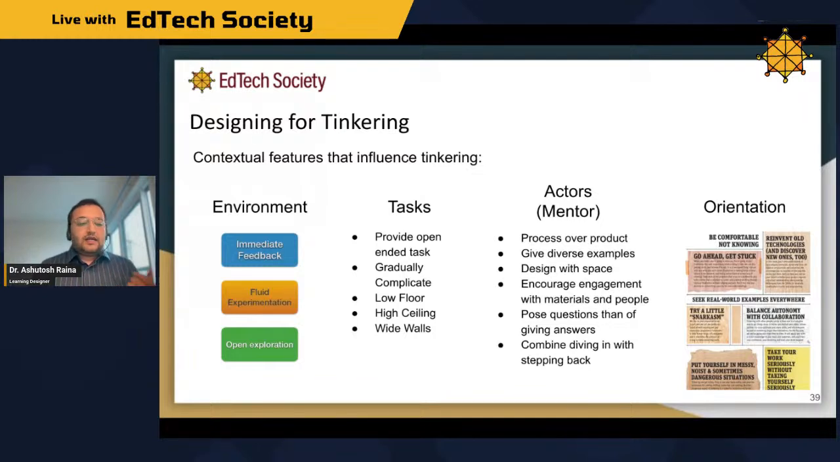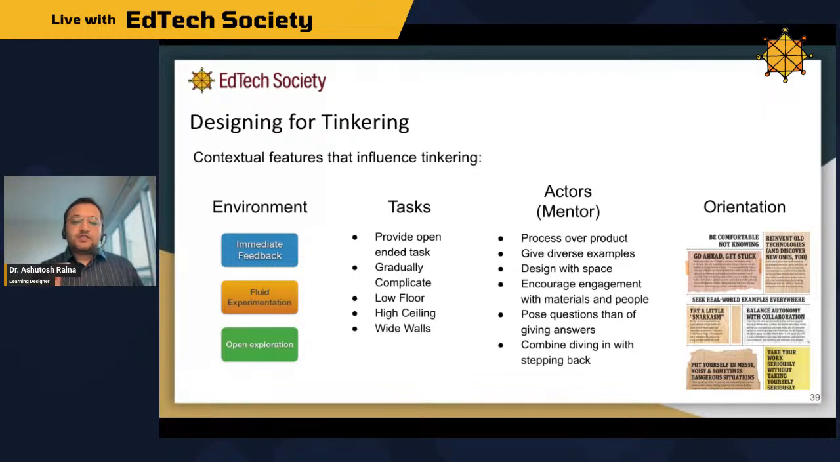Open exploration allows you to build different material, take your ideas, and build certain things. Then the other factor that we look at is what are the tasks. If an environment provides open-ended tasks that allow me to add my flavor or my thought into the task. If the tasks gradually complicate, we start with simple tasks and then gradually give them complex tasks. And the entire experience has tasks which are low floor, high ceiling, and wide walls, which means the first task is very easy to complete and it can be done very quickly.